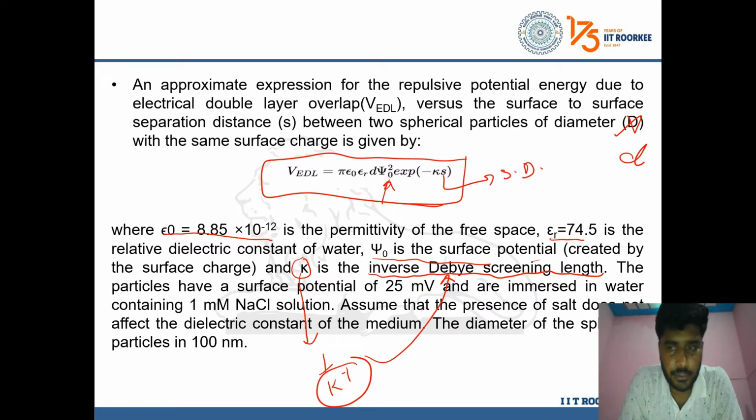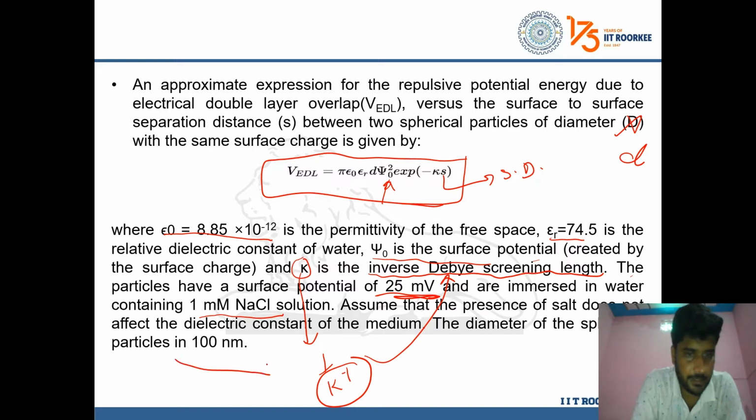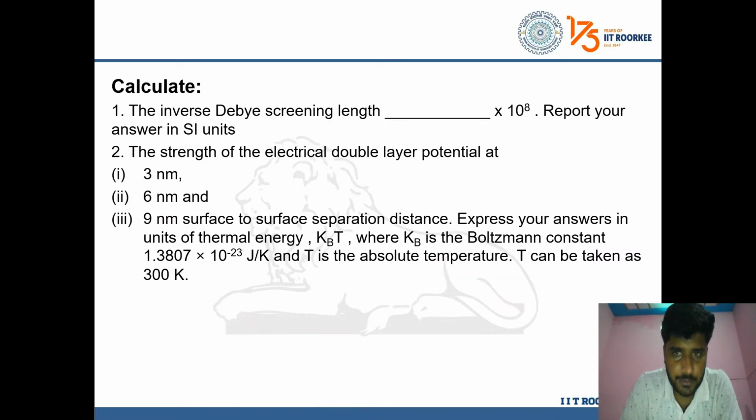What is given also: the particles have a surface potential of 25 millivolt and are immersed in water containing 1 millimolar NaCl solution. Assume that the presence of salt does not affect the dielectric constant of the medium. The diameter of the spherical particles is given here, 1000 nanometers. So let me write all the given things here.